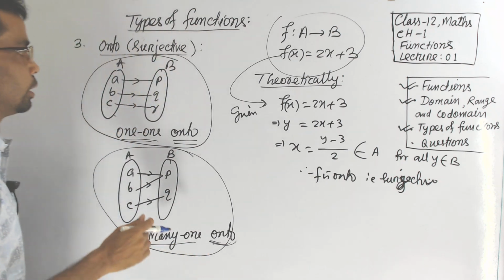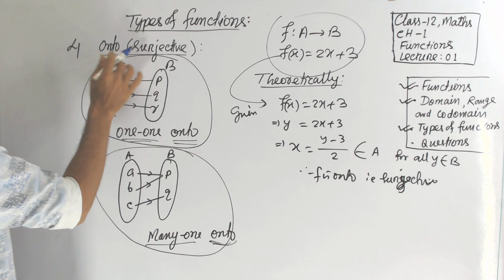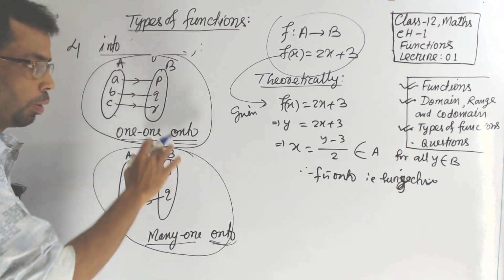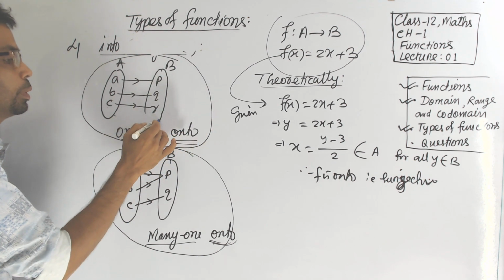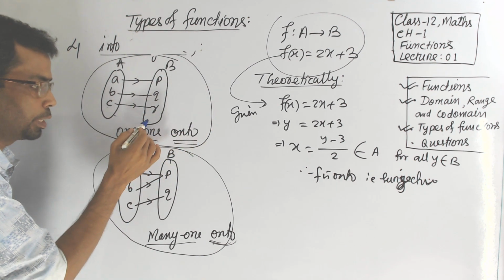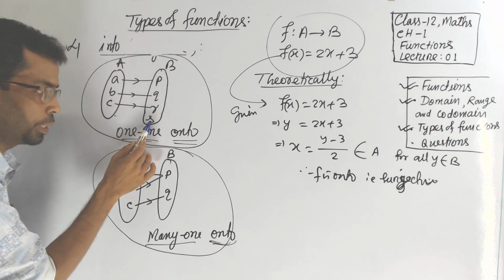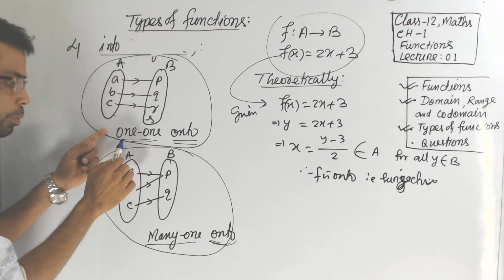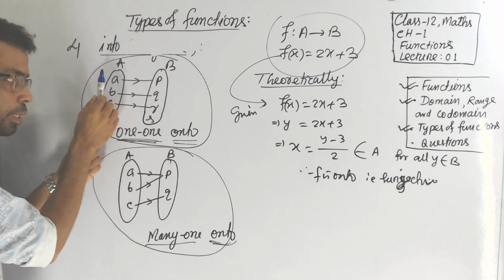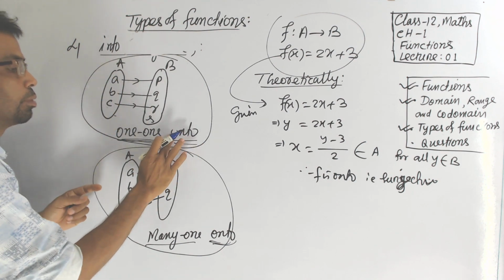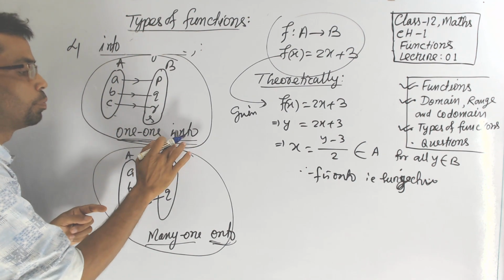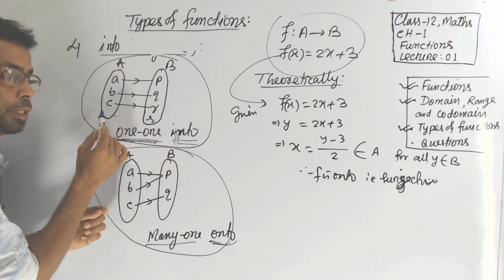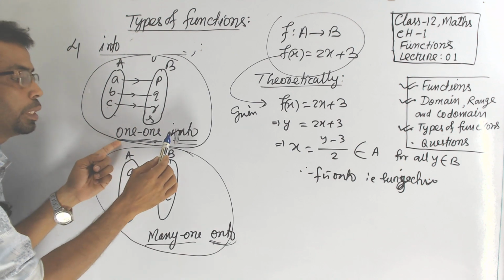And then the fourth type is the into function. Into function is almost a similar concept, but there will be at least one element in set B, I can write S here, at least one element in set B which is not having a pre-image. So this diagram is representing a 1-1 function because different elements have different images in B, and the function is also into because this element S is not having a pre-image in A. So this diagram represents a 1-1 and into function, not onto.